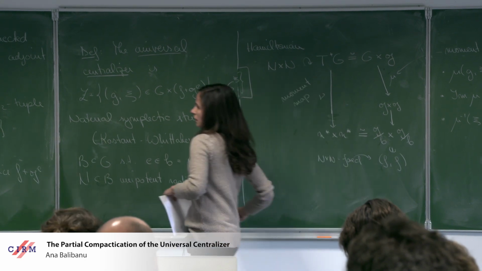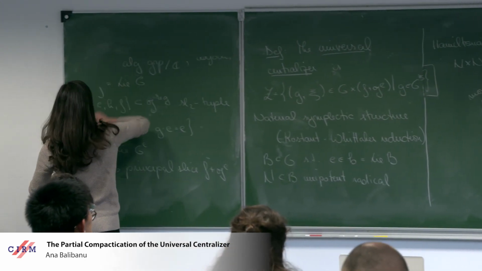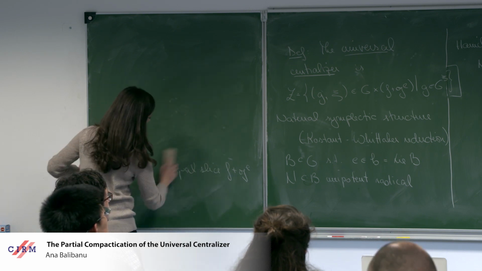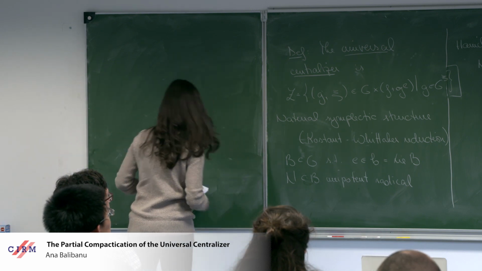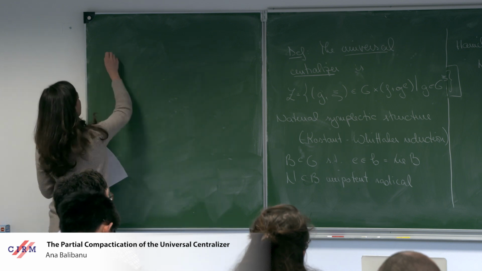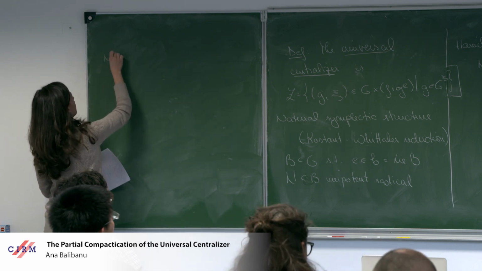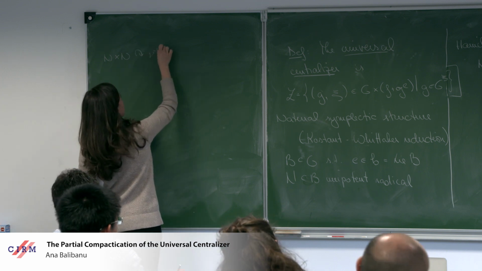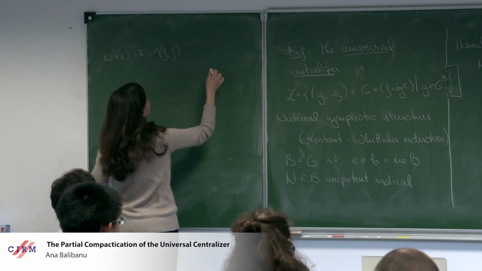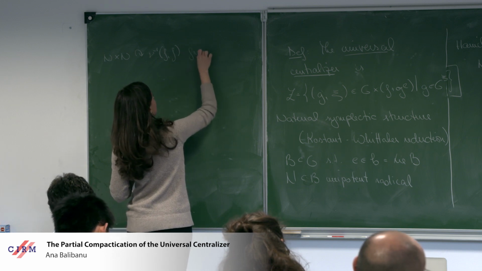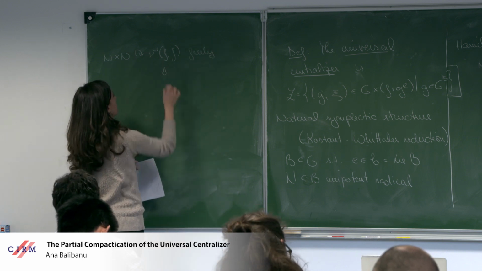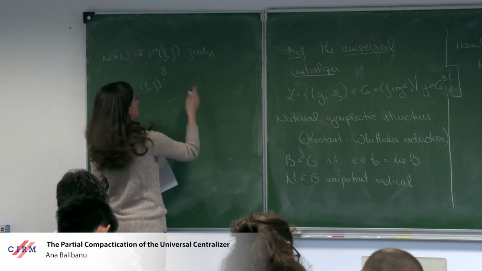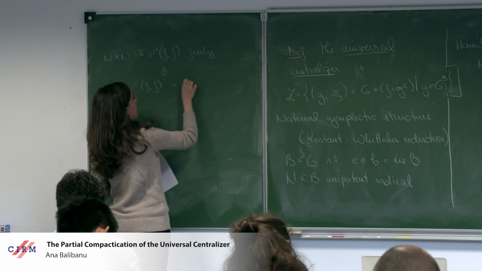And the two-sided action of n on the fiber above this coset is free, which tells us, because we're in the symplectic setting, that this is a regular value.